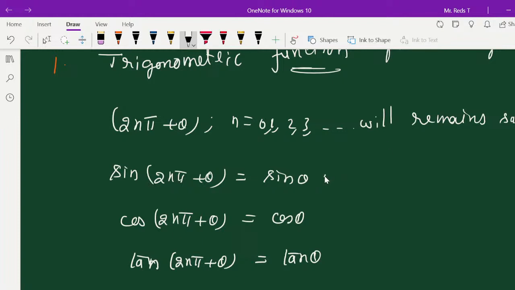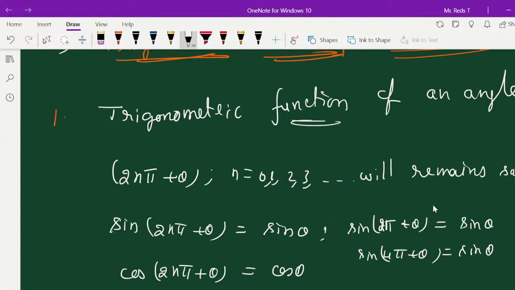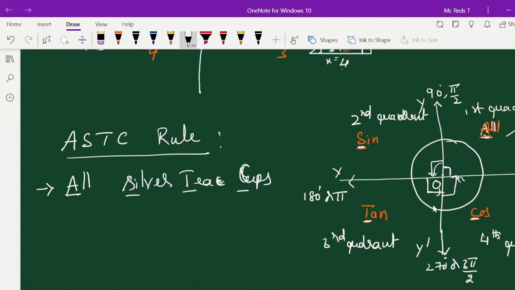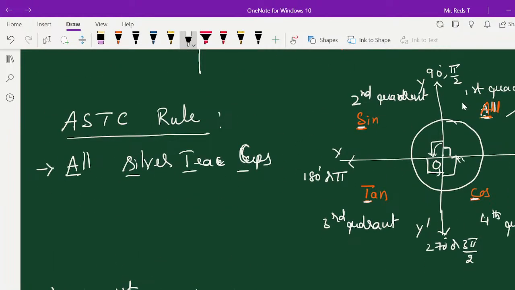For n equal to 1, sine of 2 pi plus theta. 2 pi is 360 degrees, so you can also take it in terms of degrees: sine of 360 plus theta is sine theta. And if n is 2, then 2 into 2 is 4, so sine of 4 pi plus theta is sine theta. In this diagram, if you observe, sine of 2 pi plus theta means after completing one rotation.